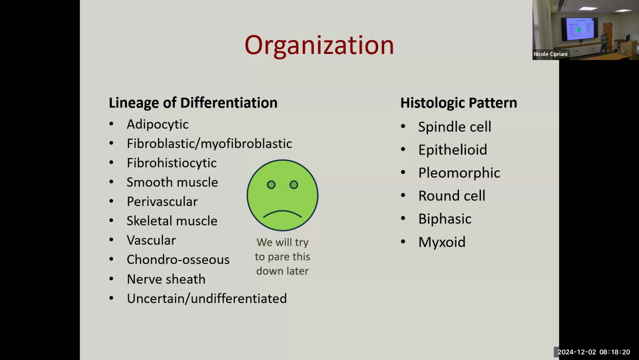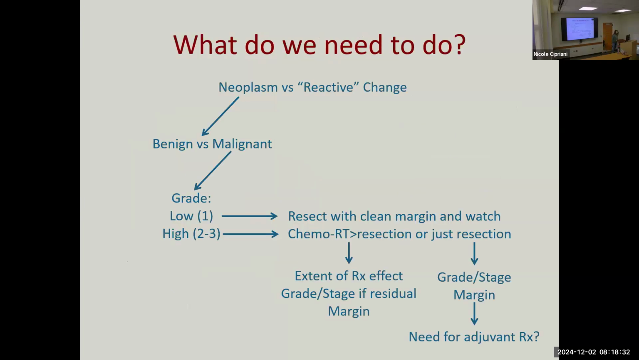Histologic pattern can be spindled, epithelioid, wildly pleomorphic, plump round cell, or biphasic, meaning kind of epithelioid and mesenchymal, certainly with various stromal patterns. So what we need to do when we have a biopsy is first determine whether something is neoplastic or not. Is this a scar? Could it be some kind of reactive inflammation next to a tumor, or not even a tumor at all?